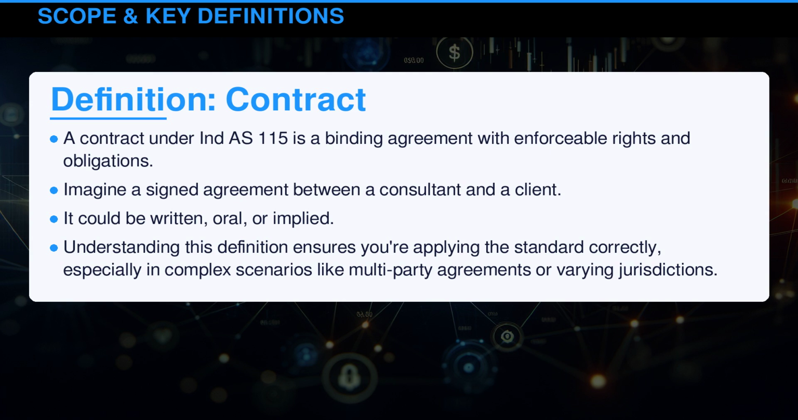A contract under Indian Accounting Standard 115 is a binding agreement with enforceable rights and obligations. Imagine a signed agreement between a consultant and a client. It could be written, oral, or implied. Understanding this definition ensures you're applying the standard correctly, especially in complex scenarios like multi-party agreements or varying jurisdictions.